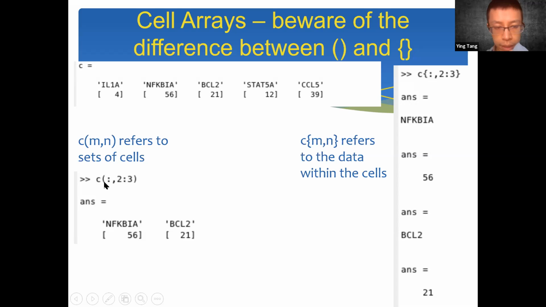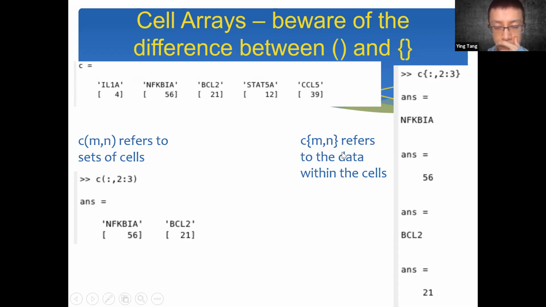Like here, I use code 2 to 3, and then I have all the rows and the 2 to 3 columns, I have these 4 elements of cells, right? So it's a set of cells. It's a sub block of the whole cell matrix. So that would be my answer. It is still a cell, but with just a sub block.